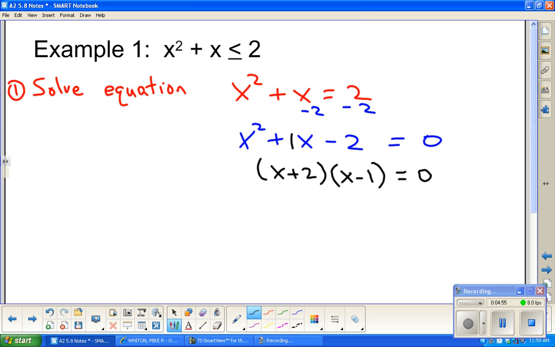Now if we couldn't, what would we have to rely on? Graphing, or completing the square, or the quadratic formula. We've got all those other options that always work, but are sometimes a little bit longer. So to finish this, we set each factor equal to 0, and we can get our two solutions.